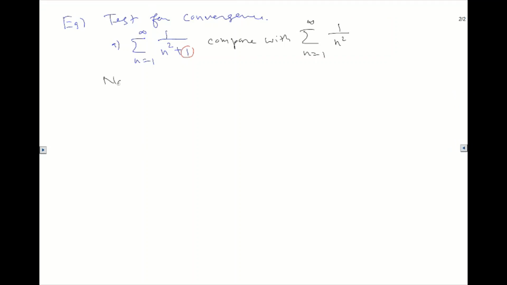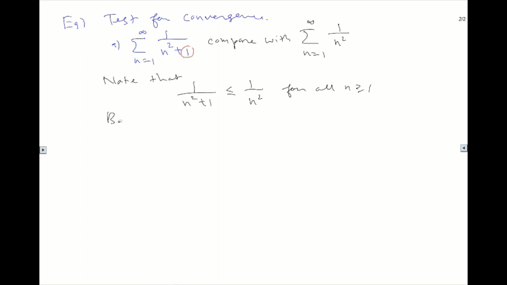Note that 1 over n squared plus 1 is less than or equal to 1 over n squared. Why? When you add something to the denominator, it gets smaller. So that means the fraction on the left side is smaller. This is for all n greater than or equal to 1. So that's true.